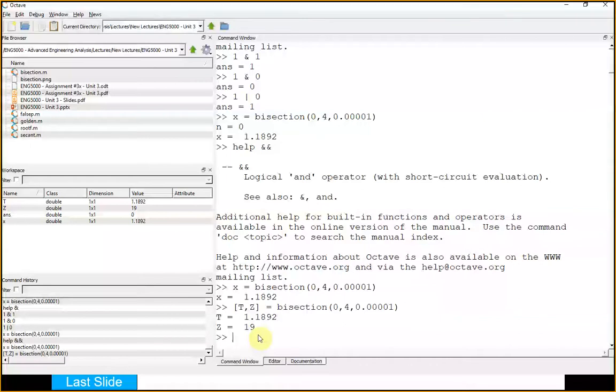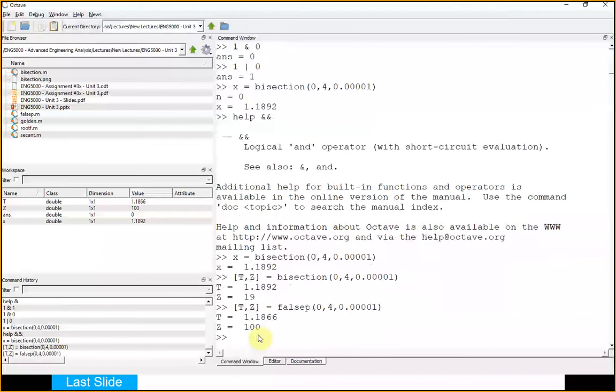Good. So now I'm going to do false position. False position is exactly the same code, but I just write false p. Okay? In this case, it took a long time to get there. Interesting.